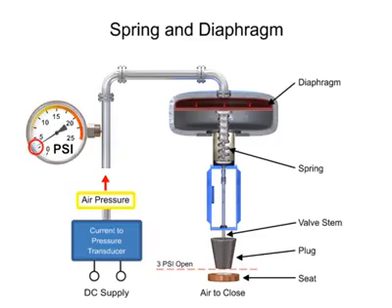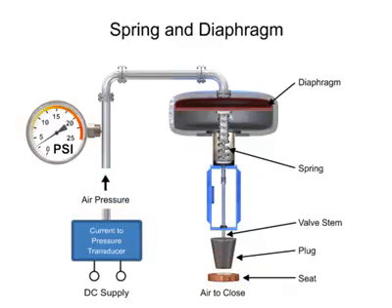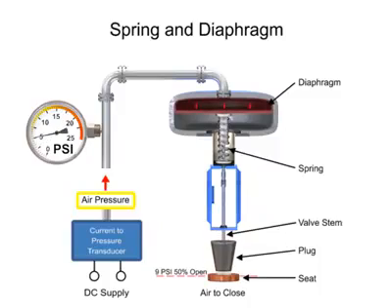At 3 psi, the valve is maintained open, and at 15 psi, the valve is maintained closed. Pressures between the 3 to 15 psi range proportionally change the flow of the valve. For example, a pressure of 9 psi applied to the diaphragm moves the spring and valve stem to 50% of operating range.